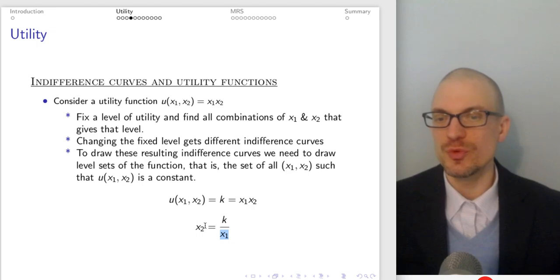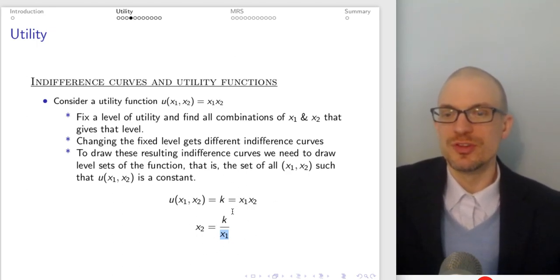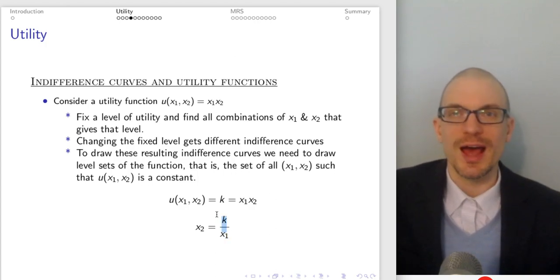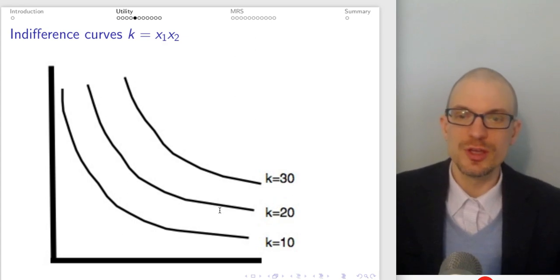And this is a function we can draw in two dimensions. This is going to be the level sets of this utility function. For a different k, we'll get higher indifference curves. That's this picture here. That's all this is doing: a different k is going to give us a higher indifference curve.